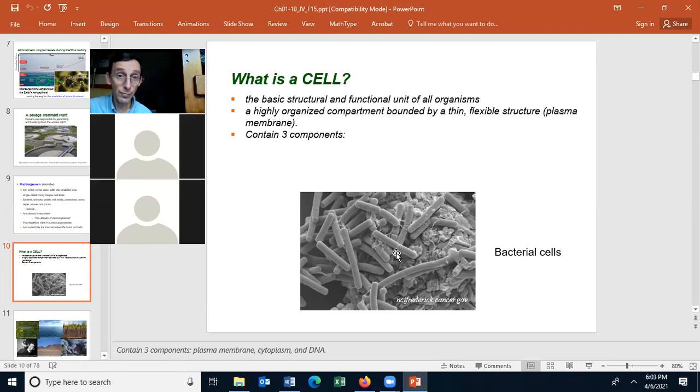And the cell has three basic components. All cells have these three basic components. One is the plasma membrane. The second is the cytoplasm, the liquid portion, the cytosol, every place in the cell outside the nucleus. And all living things have DNA as well. Those are the three components that all cells have. Any question about that?